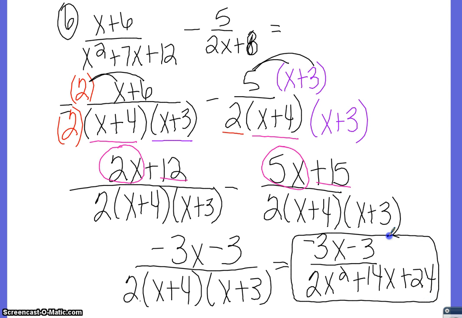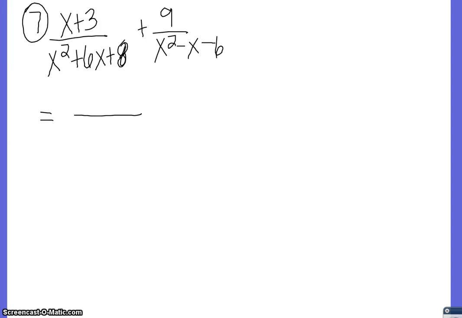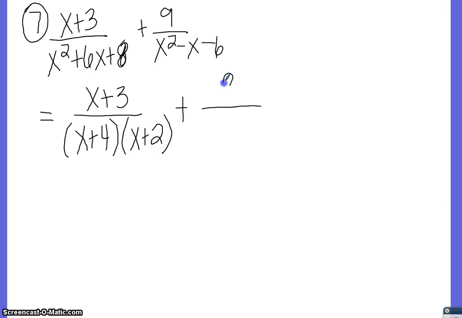Okay, so let's look at the very last problem, problem number 7. Question number 7, I have (x plus 3) over (x squared plus 6x plus 8) plus 9 divided by (x squared minus x minus 6). So again, we're going to factor our denominators. So I have x plus 3, and here I'm going to have x plus 4 times x plus 2. And we're going to add it. The numerator stays the same. And here I'm going to have x minus 3 and x plus 2.